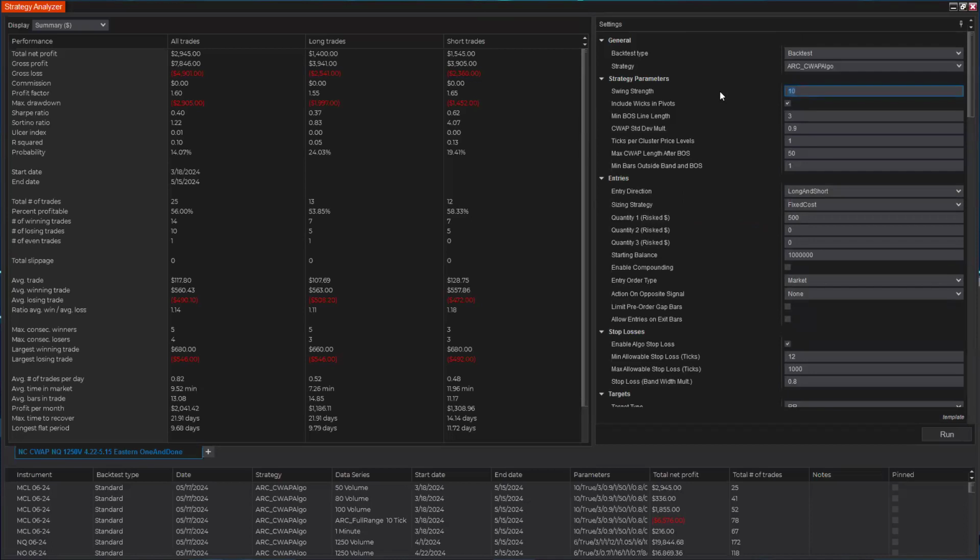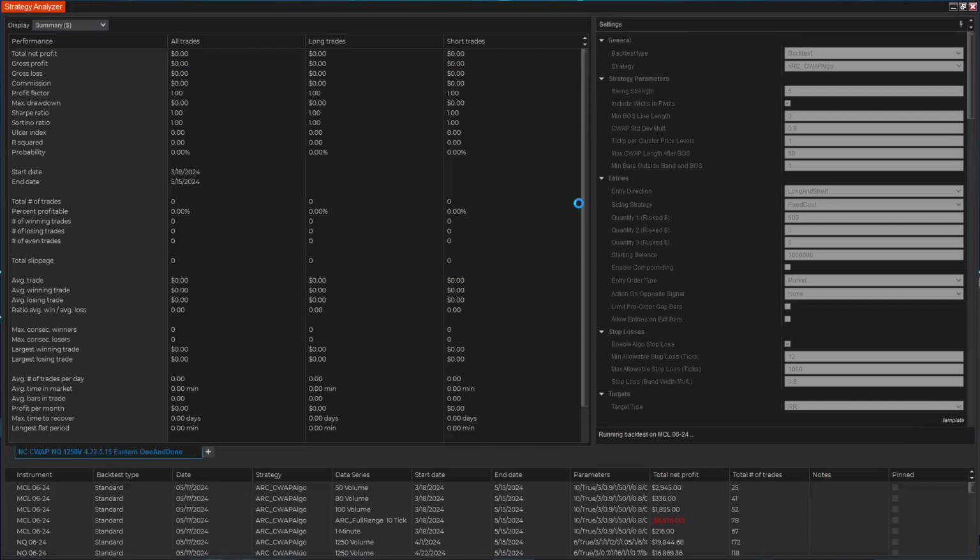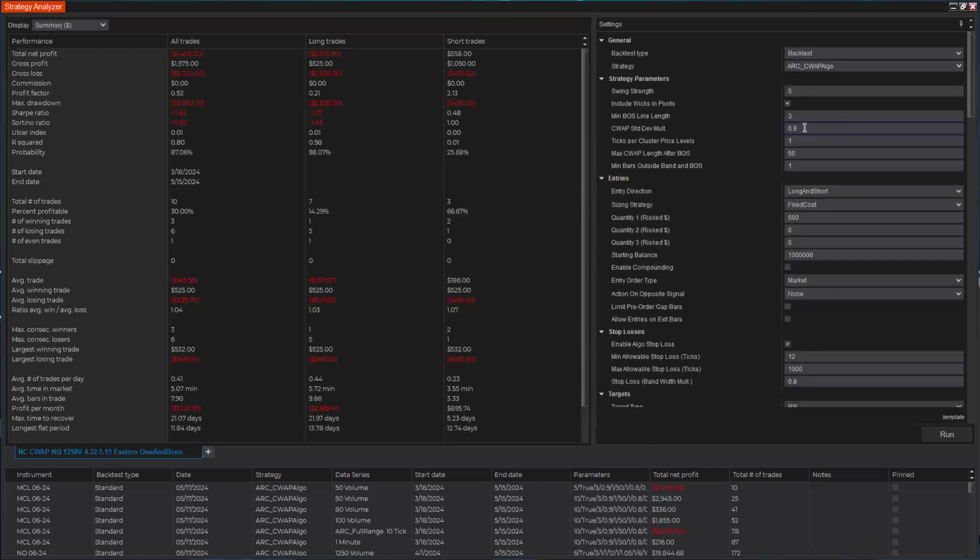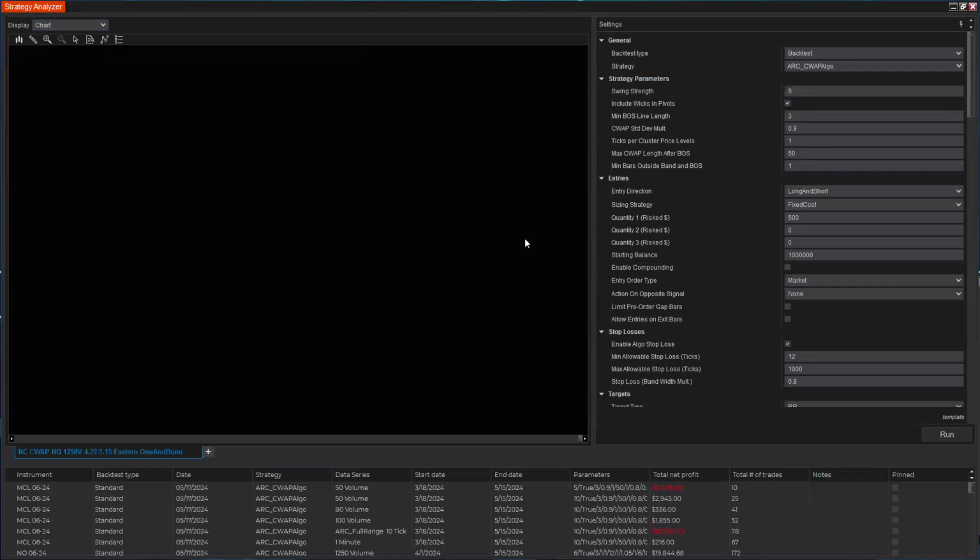Let's drop the swing strength a little bit here. Let's go to 5 and see what we're looking at here, and then we can go in and start looking at the chart. I think probably what's happening is when we're dropping the volume, we're getting too many bars outside of the breaks. All right, so let's go look at the chart before we do anything else.